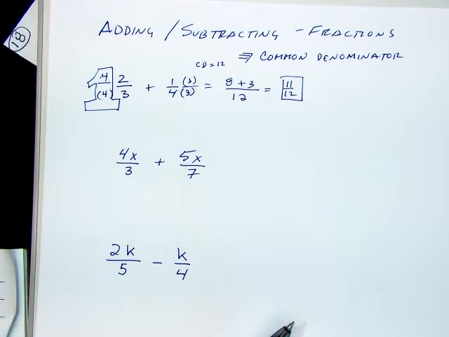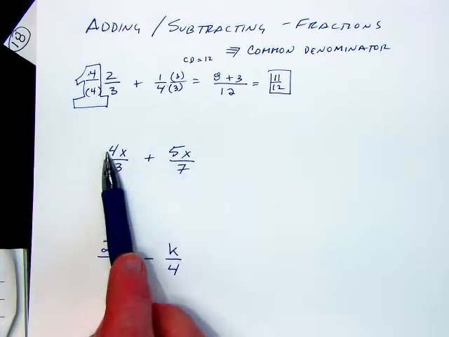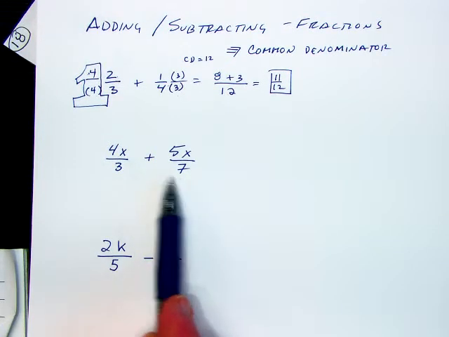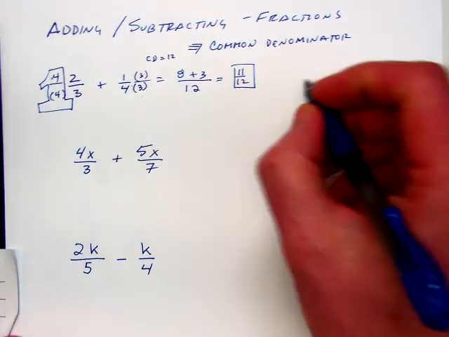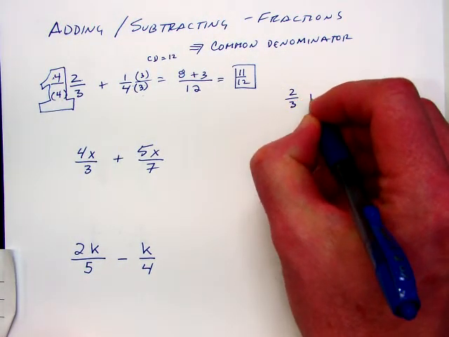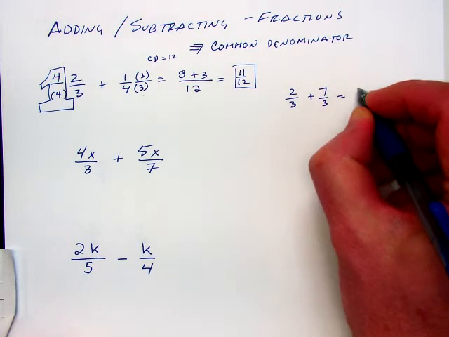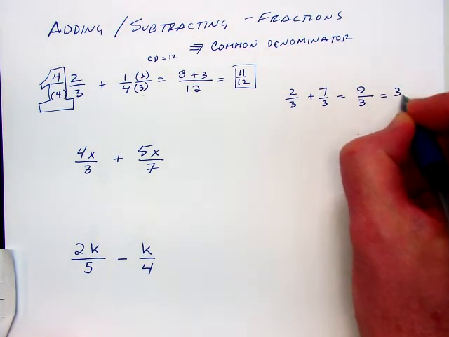All right, our second one here also just has x's in the top. It doesn't make any difference. But if you look, our denominators are different, so I have to get them together. If we had one like 2/3 plus 7/3, then my denominators are already the same, and I'd get 9/3, which reduces to 3.